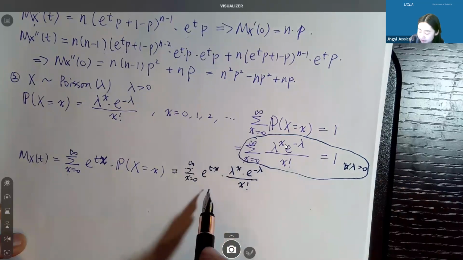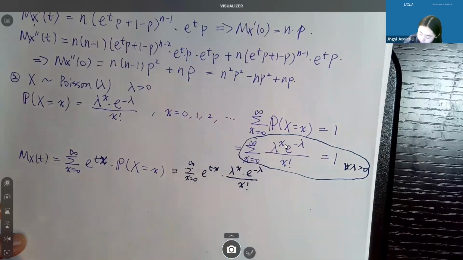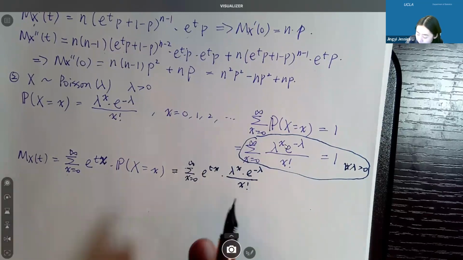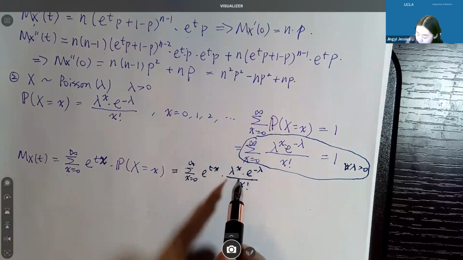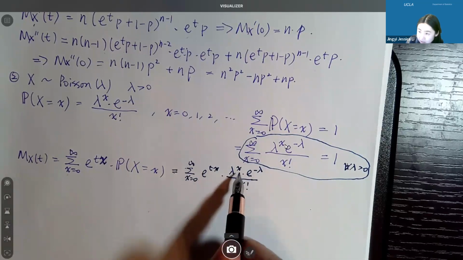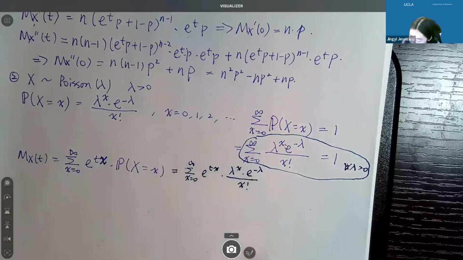So to simplify this, I will try to create a form of this so I can simplify the sum. How do I do it? The most straightforward way to think about it is to combine similar terms. Which terms are similar? This one has x in the power, and this one also has x in the power. So it's straightforward that we should combine them, right?